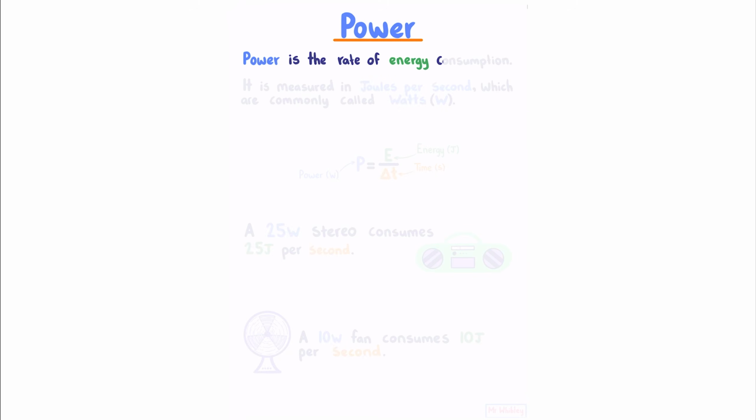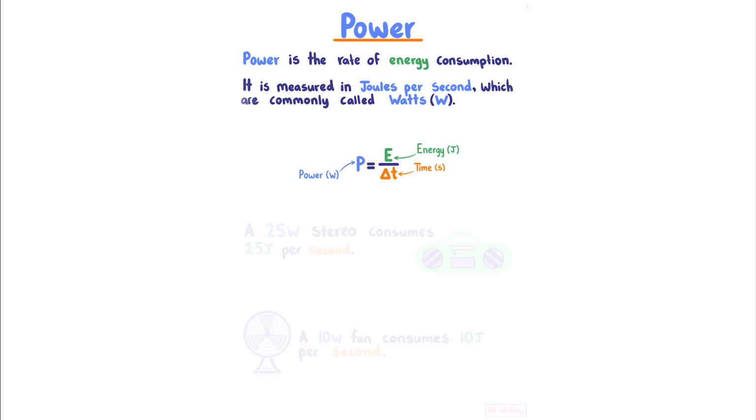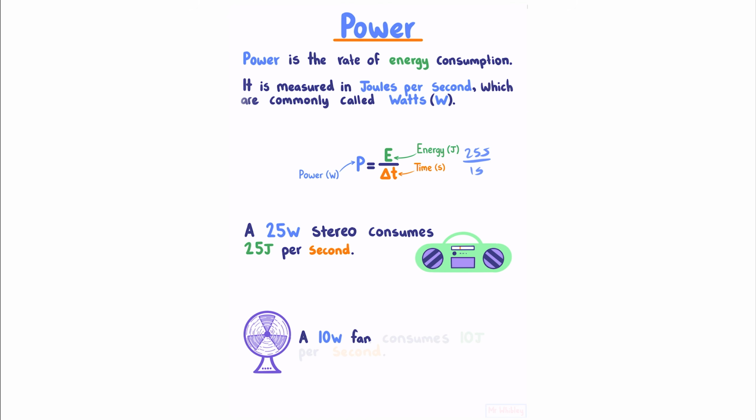Power. Power is the rate of energy consumption. It is measured in joules per second, which are commonly called watts, symbolized by capital W. As an equation, we can write that power is energy used over time. For example, a 25 watt stereo consumes 25 joules per second, since 25 joules divided by 1 second is equal to 25. Just the same, a 10 watt fan consumes 10 joules per second.